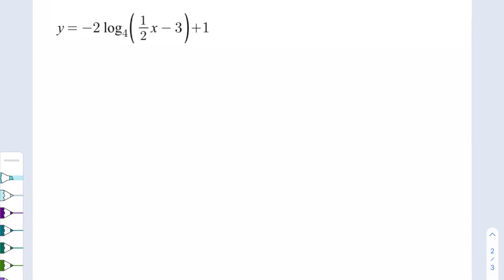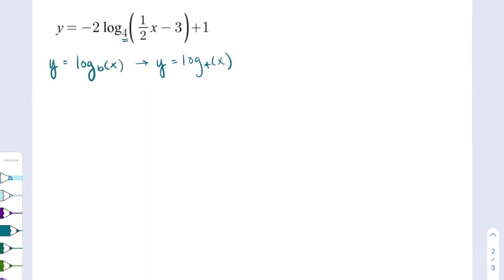So I'm going to start this off, and I'm going to look at my parent function. My parent function is always of the form y equals log base b of x. And I'm looking for whatever the base is. So here, the base is 4. So that's going to be y equals log base 4 of x. Okay, that is my parent function. There's none of the transformations. It's just the base in the log function, similar to how it was just the base in the exponential for exponential functions.